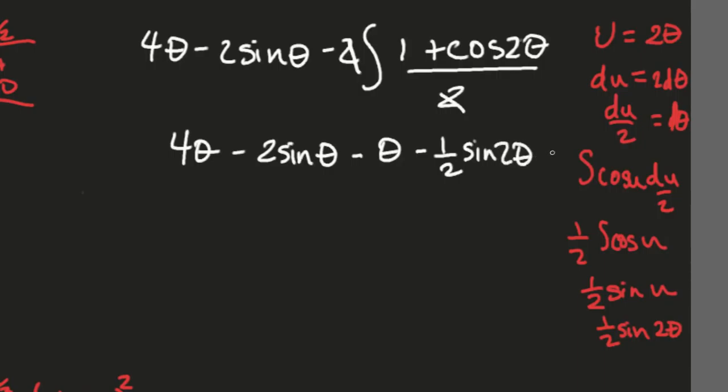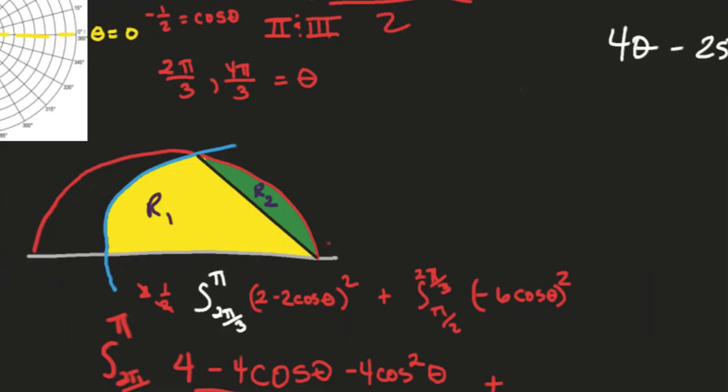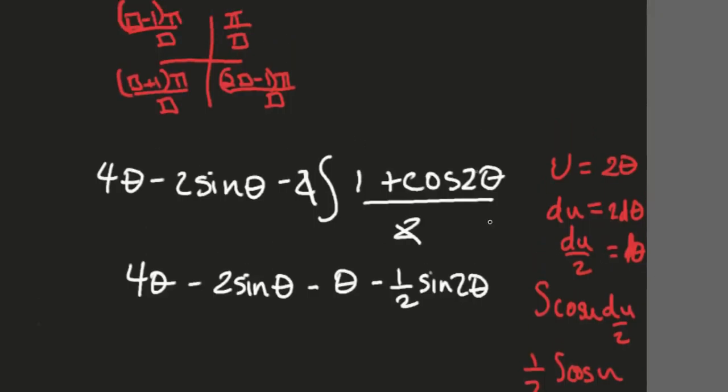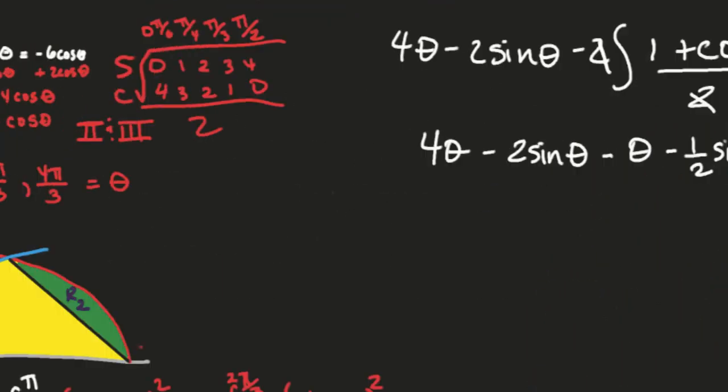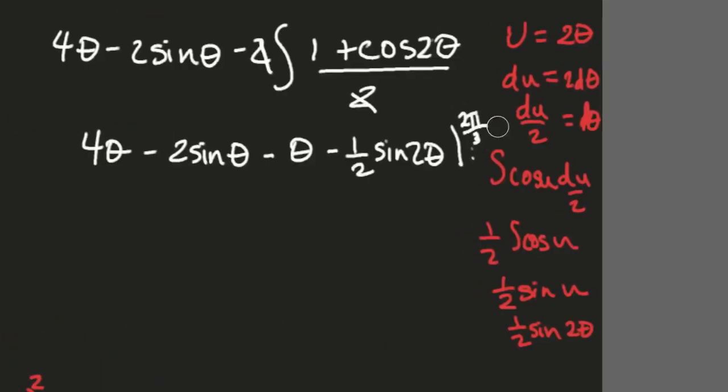Do I write plus c now? Why don't I write plus c? It's not a plus c because we have bounds, right? It's from 2 pi over 3 to, that's not right, to pi. So 2 pi over 3 should be on bottom because it's the smaller of the two angles.